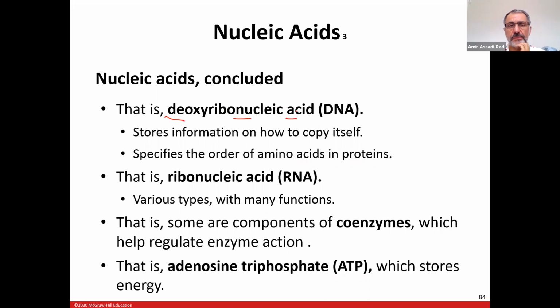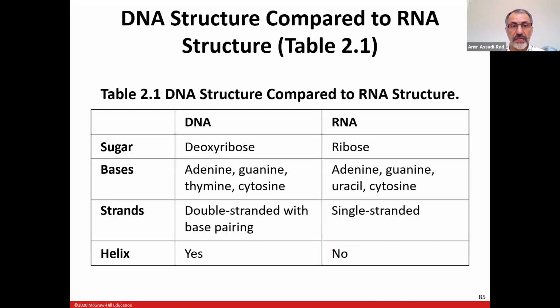It stores information on how to copy itself. We'll talk about this when we get to the genetics chapter a little bit. And then RNA is ribonucleic acid, with various types and many functions. Some are components of coenzymes, which regulate enzymes, and adenosine triphosphate. ATP is like the dollar in your body. Without ATP in your body, you cannot be active. You cannot do anything.